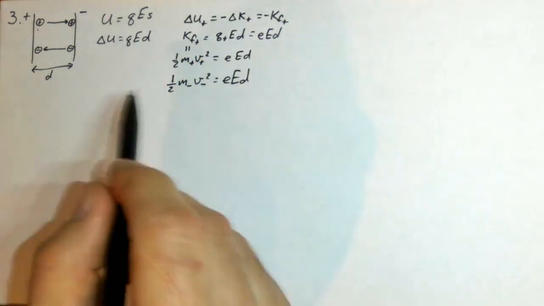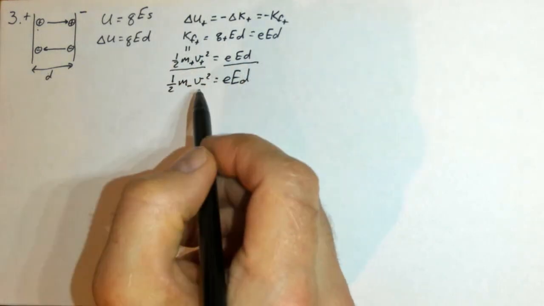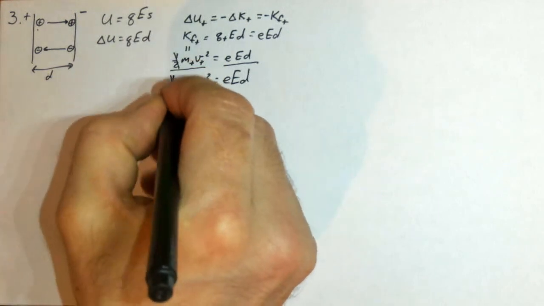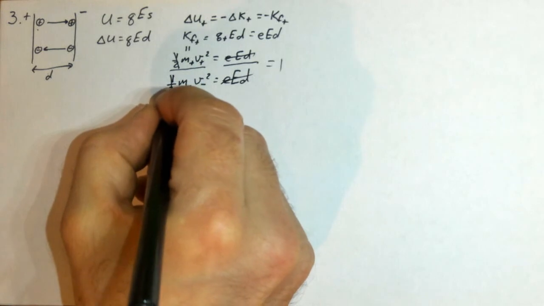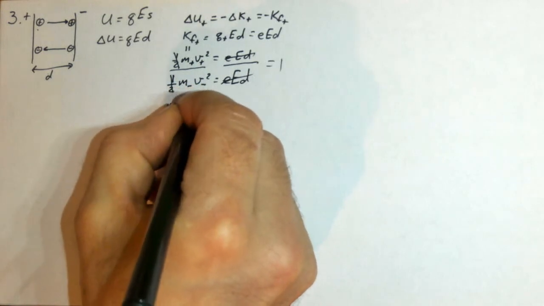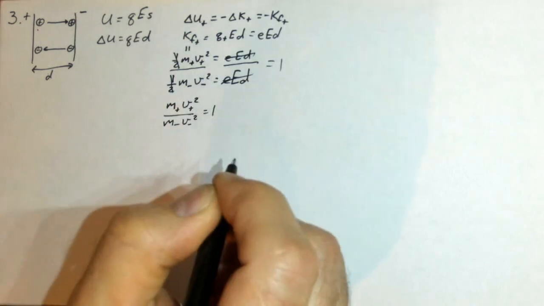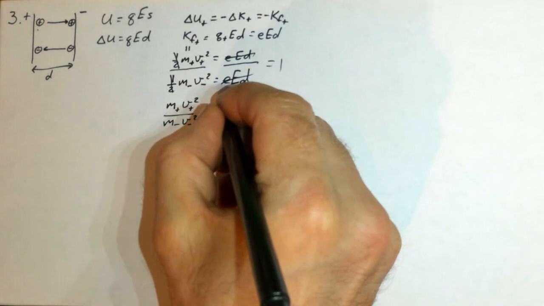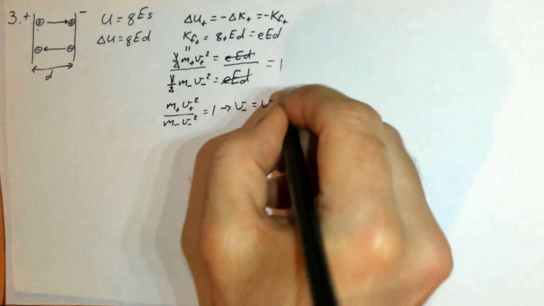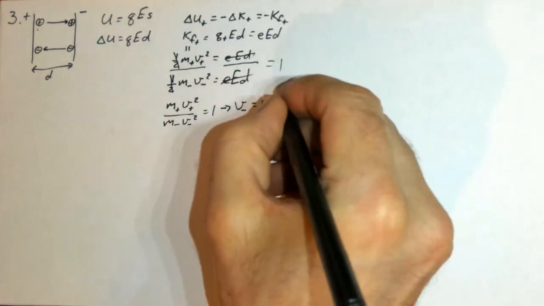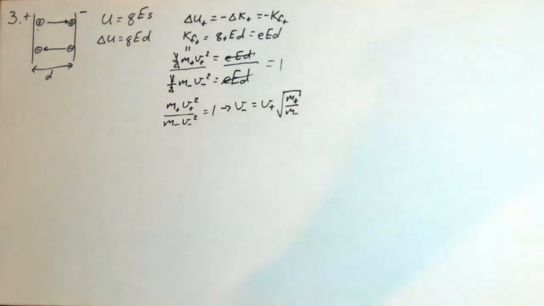Well, you can do a ratio here. What if you divide both sides? If I divide both sides, those cancel out. That cancels out. That just equals 1. And so I have m plus v plus squared over m minus v minus squared equals 1. Or in other words, solving for v minus, that's going to equal v plus times the square root of the mass of the proton over the mass of the electron.